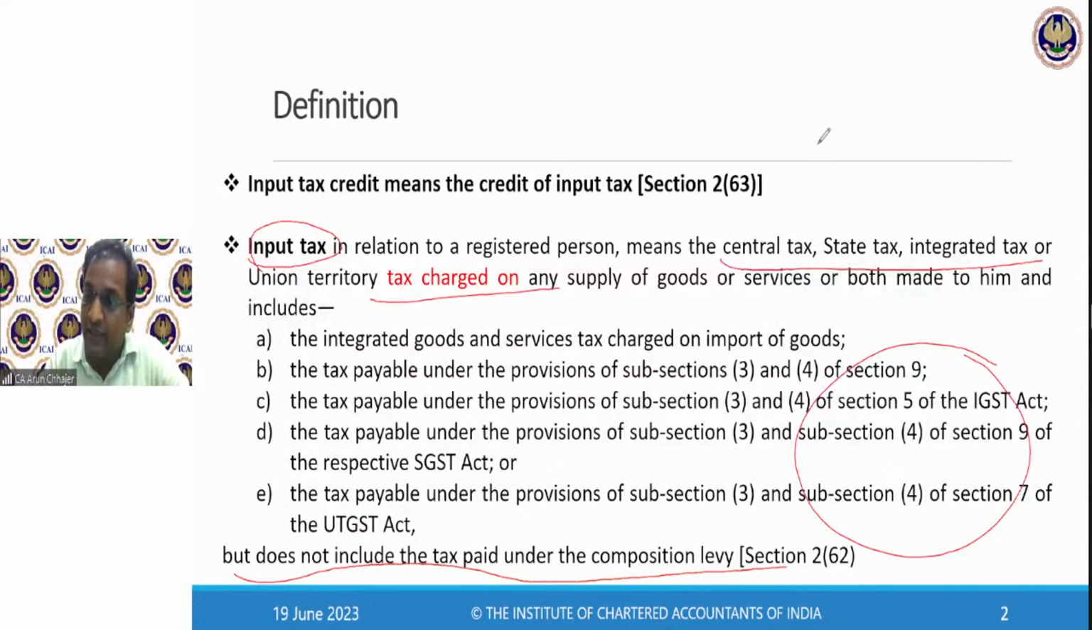It means if the recipient is registered under composition and he is purchasing the goods under forward charge, then will he be able to take the ITC? The answer is no. One thing is clear, a composition taxpayer neither takes the ITC nor collects the tax from the customer. The tax would be the cost to him.